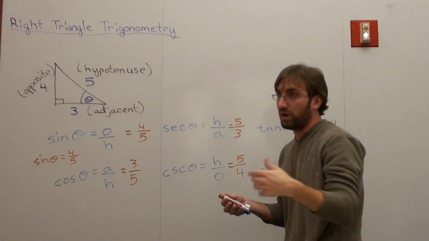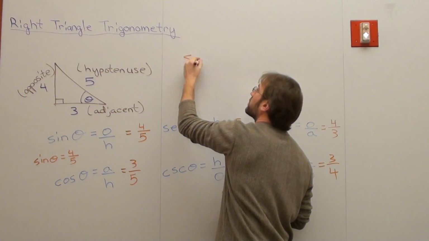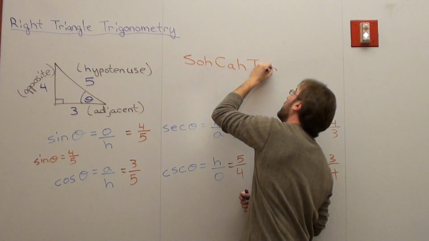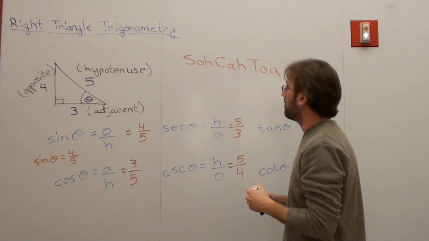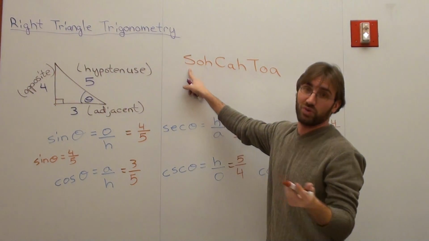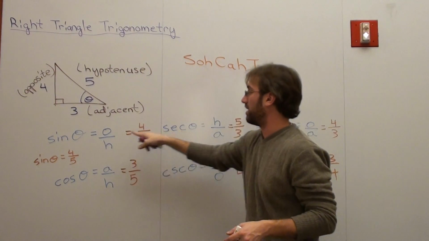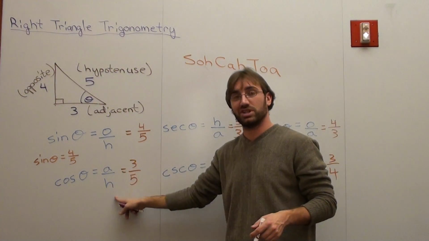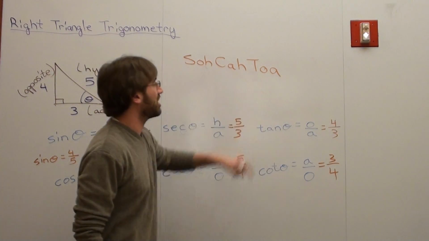And here's a little mnemonic device that you can use if you want to. It's pretty cool. It's called SOHCAHTOA. And actually, if you memorize it, then it's not so bad. Basically, that means that you write it out SOHCAHTOA. That means the sine is opposite over hypotenuse, which it is. The cosine is adjacent over hypotenuse, which it is. And the tangent is opposite over adjacent, which it is.